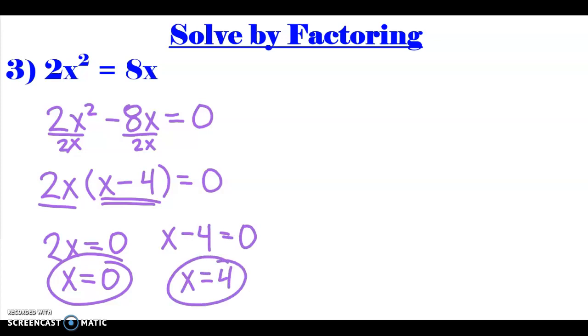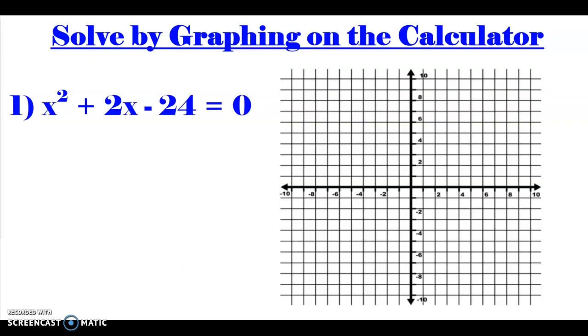All right, so that's how you solve by factoring. You get it equal to 0. Then you set your factors equal to 0. Because if you multiply and you get 0, either one or both have to be 0.